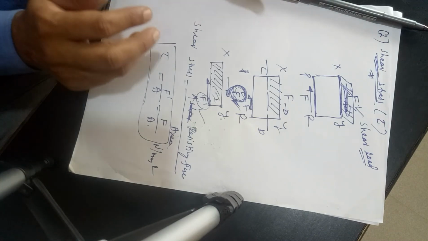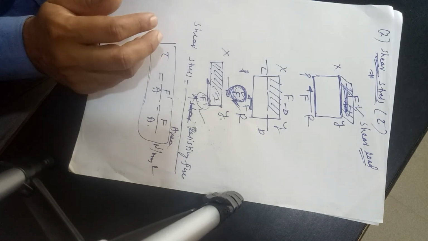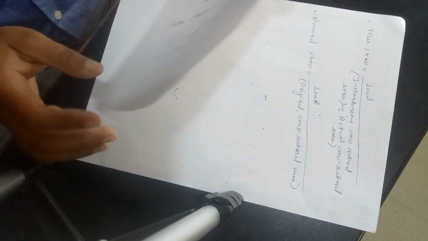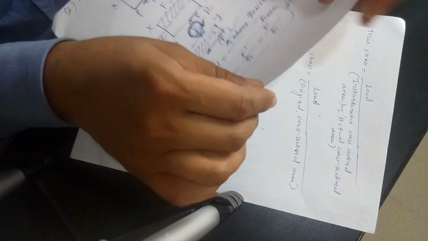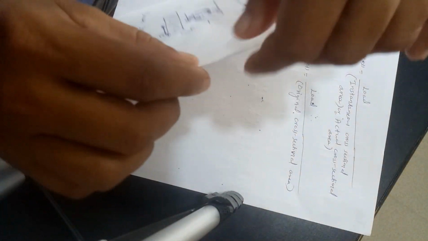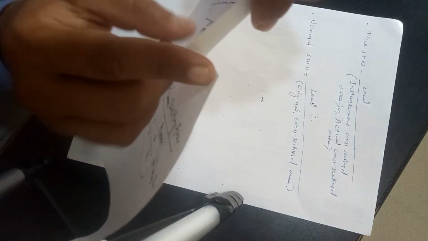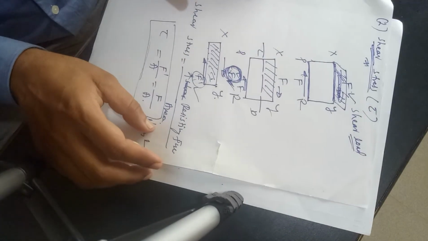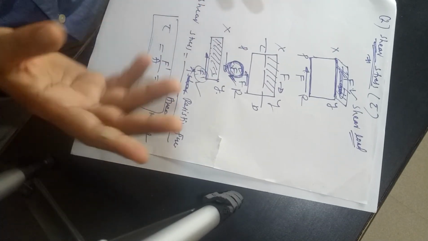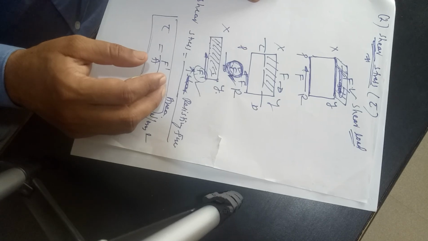This principle is basically employed in sheet metal to cut the sheet metals in punching operations. See here, this is a paper. What kind of load am I applying here? Whatever the load applied is parallel to this surface. So this is a shear load. Cutting up a paper with the help of a scissor, that is also an example of shear load.